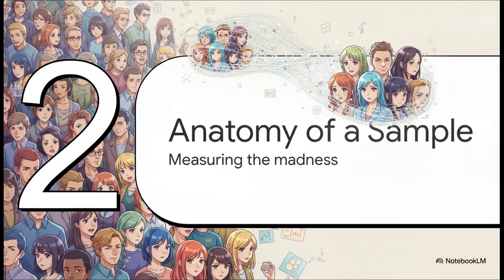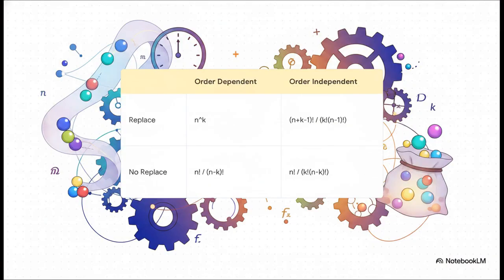Section 2. Anatomy of a sample. Measuring the madness. Now, what's really interesting about this slide is how it shows the fundamental mechanics of pulling a sample. Before we can understand a massive population, we have to master how we sample from it, right? Our sampling environment actually changes based on 2 pretty simple rules: whether we replace our data after picking it, and whether the exact order of our picks actually matters.